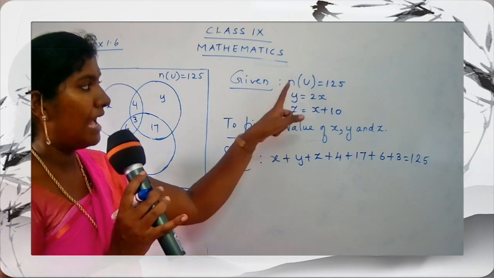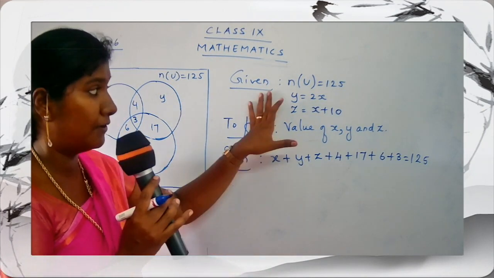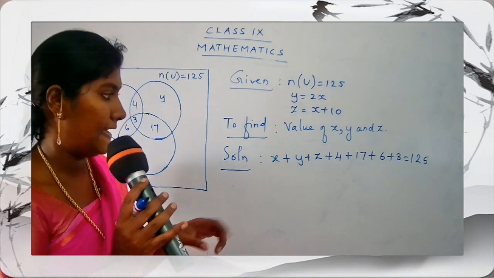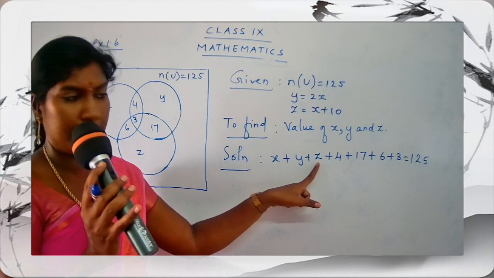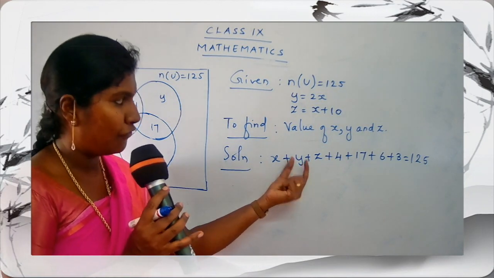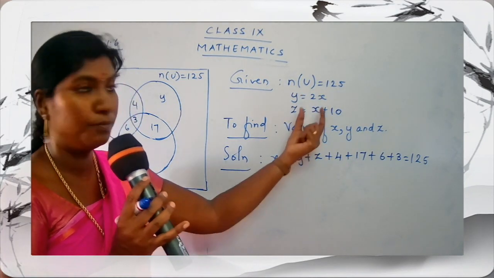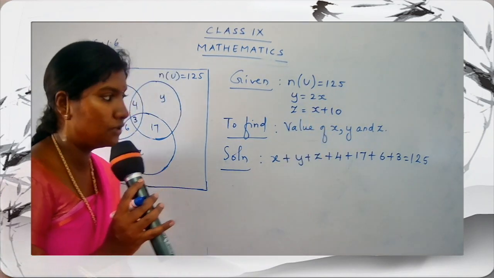See here, we have got some information in the given part. What is the information? We know the value for y and also we know the value for z. So we are going to put the value for y and also the value for z. Are you getting my point, children? Okay, come on, let's take down the step.